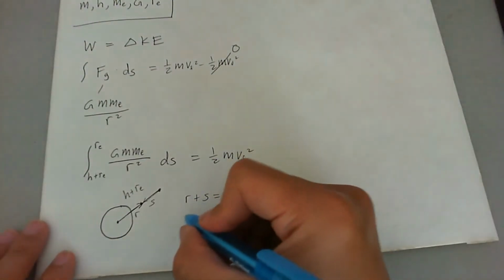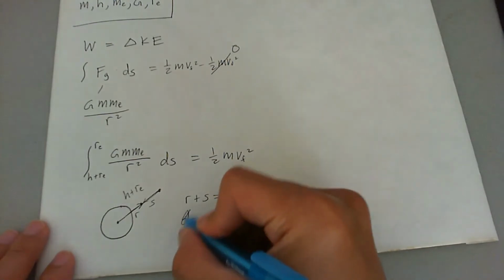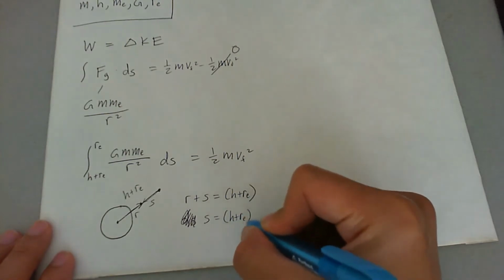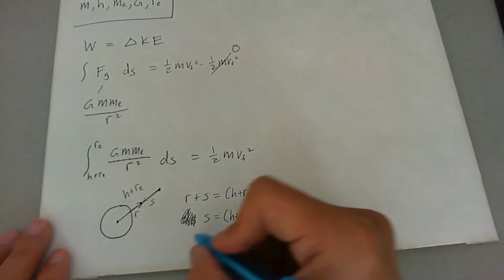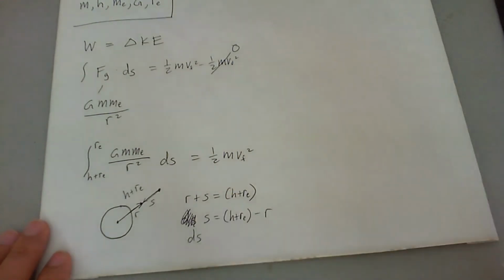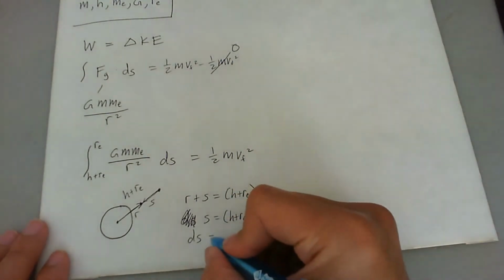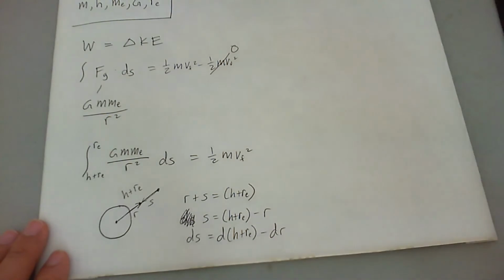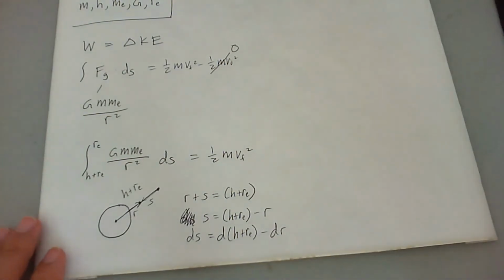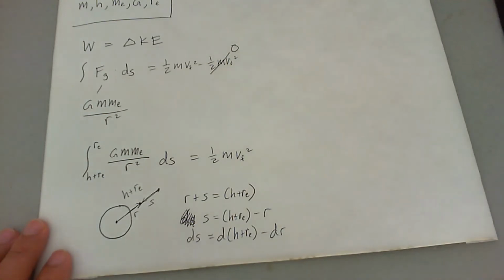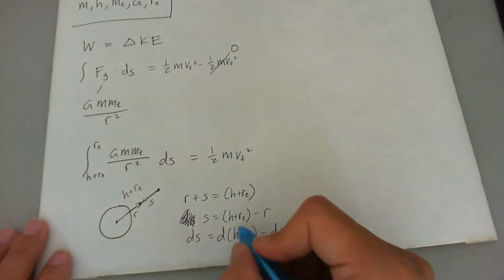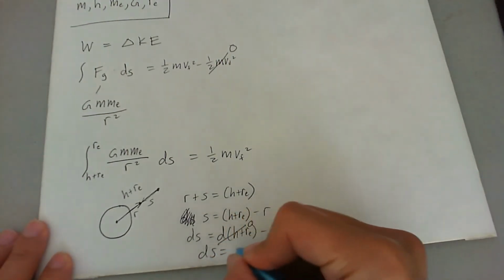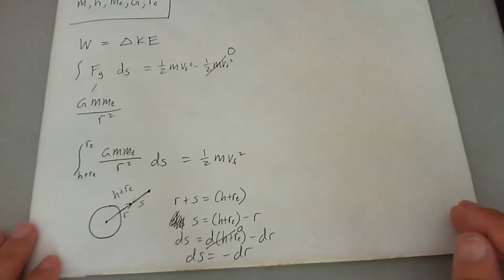So s is equal to h plus R_E minus r. Now if you take an infinitesimal ds, that's going to be the infinitesimal change of h plus R_E minus an infinitesimal change of r, dr. Now, h plus R_E are constants, so there are no changes happening. The d of h plus R_E is going to be 0. And that leaves ds equal to negative dr, similar to that last problem we did with the meteor.